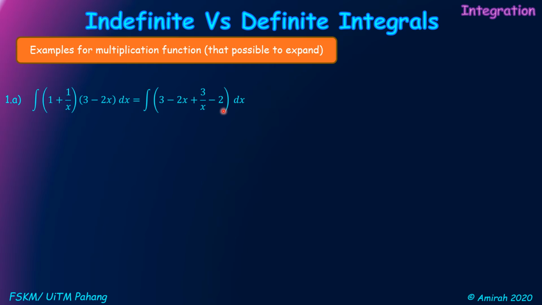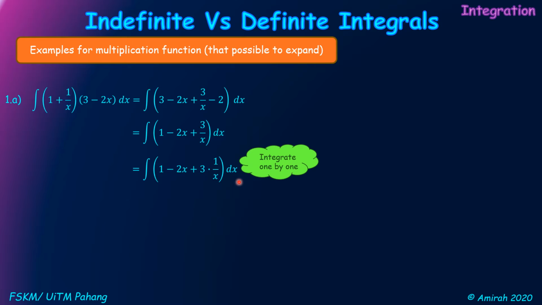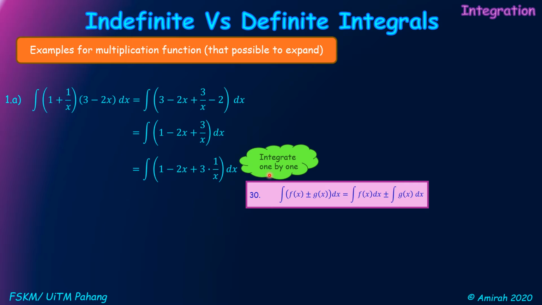Then we simplify again. So we have 3 minus 2 equals 1, minus 2x plus 3 over x. Or we can write the integration of 1 minus 2x plus constant 3 times 1 over x dx. So from here, in between is plus and minus, so we can integrate one by one.